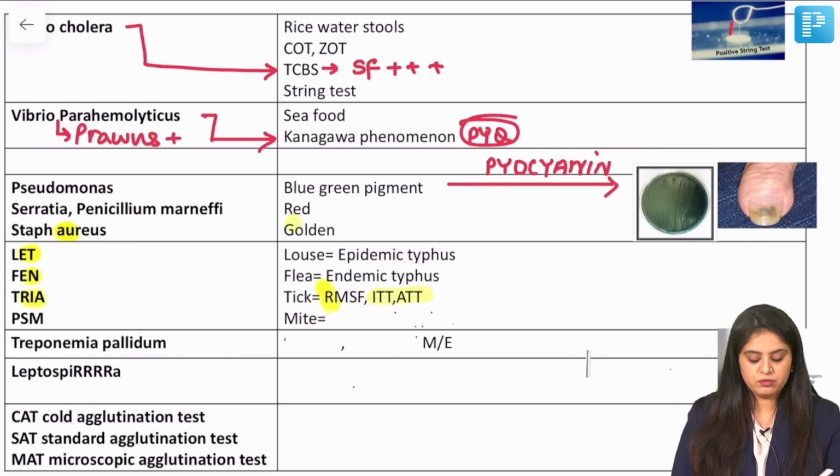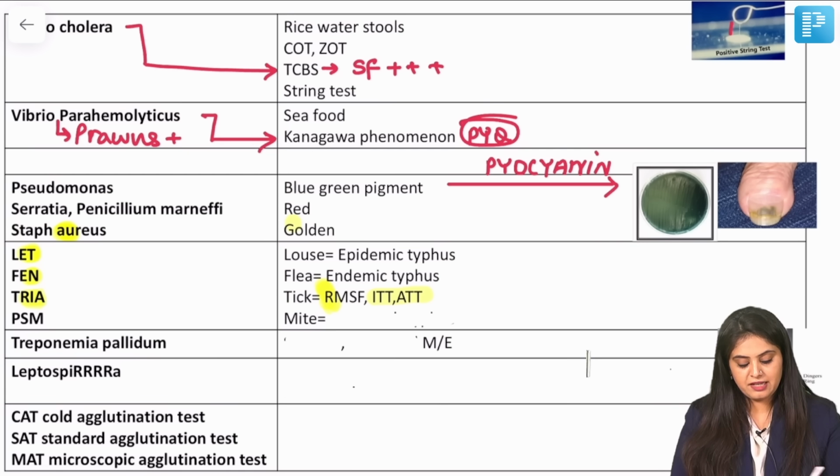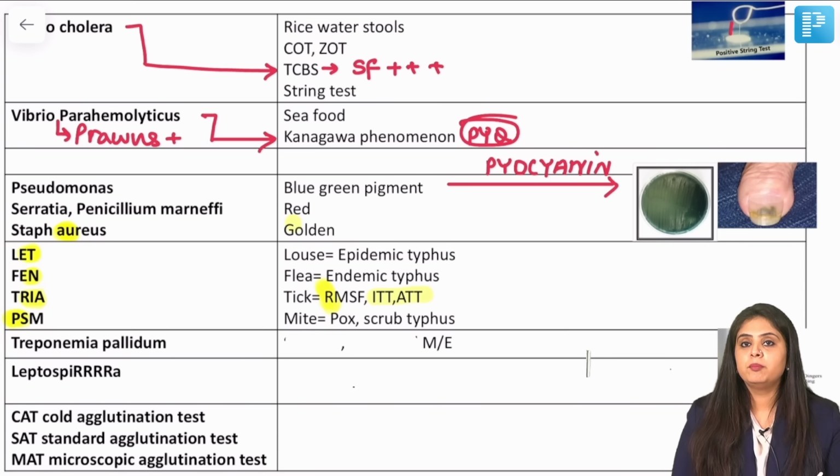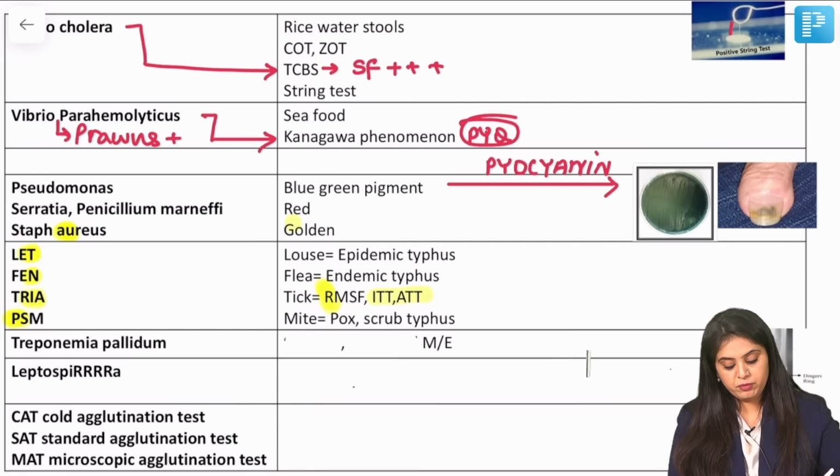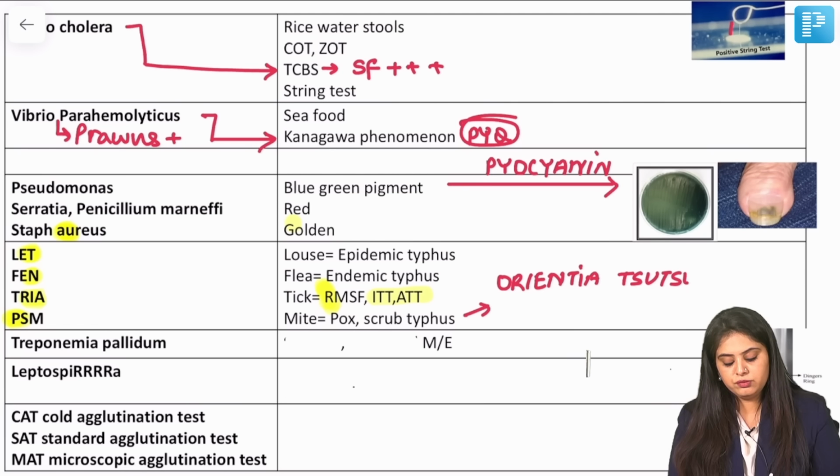The word tick is coming. So actually what I have to learn is Rocky Mountain spotted fever only. Finally, coming to the last one, that is M for mite, which transmits two things, pox and scrub typhus. And I hope you remember, scrub typhus is caused by a bacteria which you hear once and you're never forgetting, and that is Orientia tsutsugamushi, something which is very, very important.